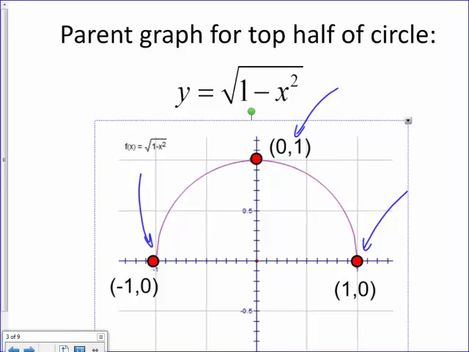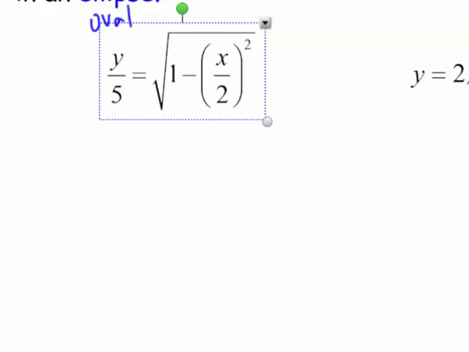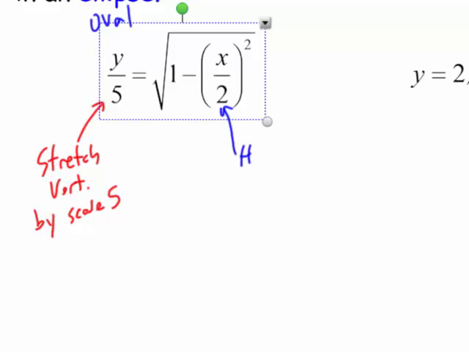So knowing that, we should understand if we would stretch our circle horizontally and or vertically, we would get what we call an ellipse. Okay, it's an oval, but in math we call it an ellipse. So for example here, if I take a look at this first guy, this looks like it's going to stretch by a scale of 5, stretch vertically, right? And here we got a horizontal stretch by a scale of 2. Okay, and is it shift left or right? No, there's no pluses or minuses with our x's and our y's, so it does not shift left or right.